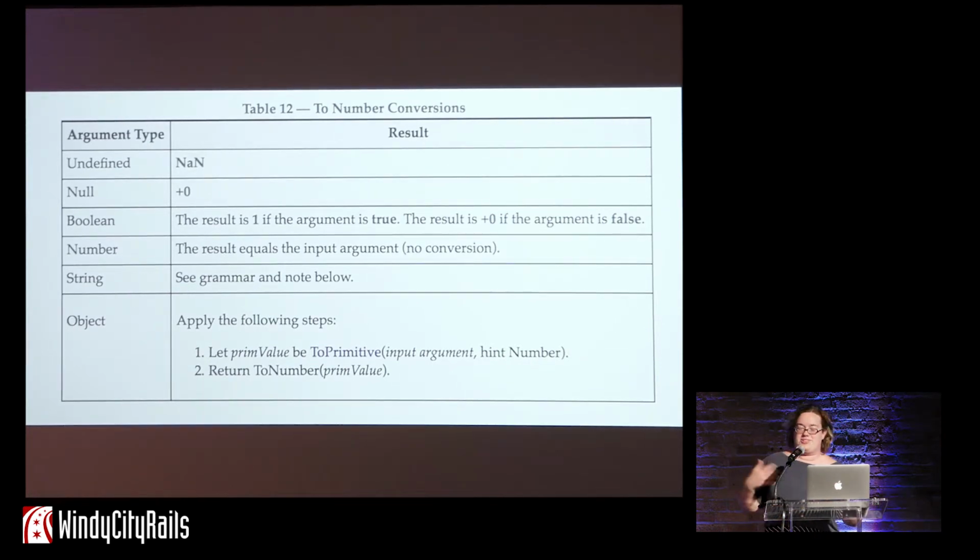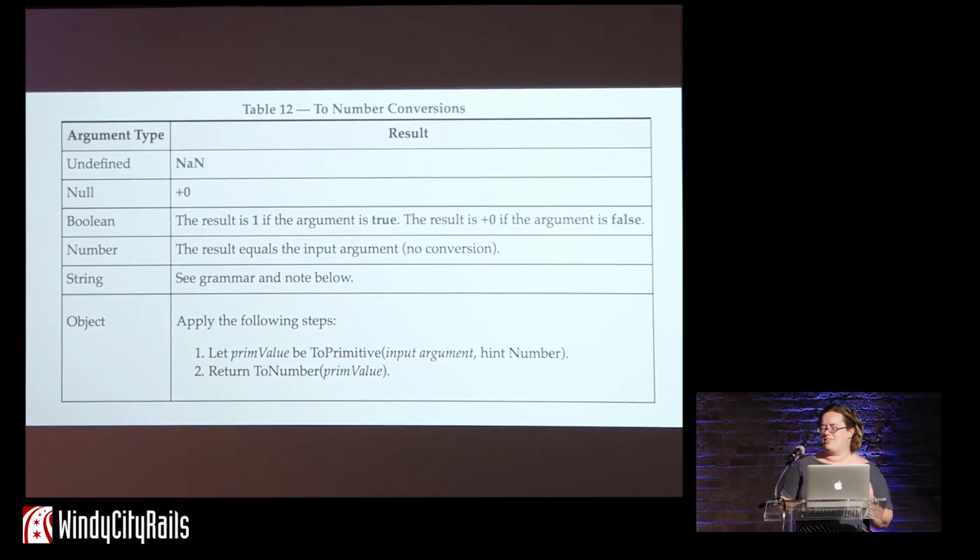Numbers are already numbers, so they just stay the same. Strings we're never going to have to worry about. And objects are a little more complicated, so we're going to worry about that a little later. I think we've already learned some useful things.